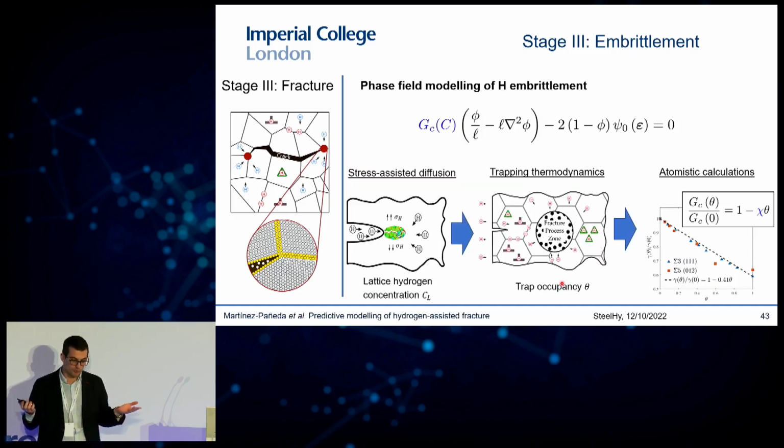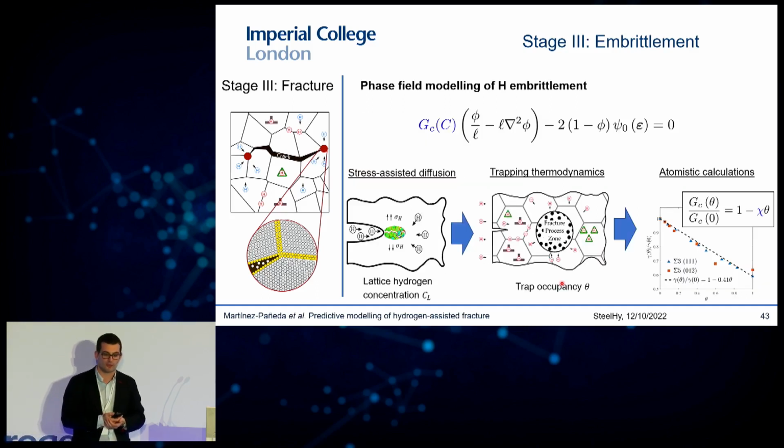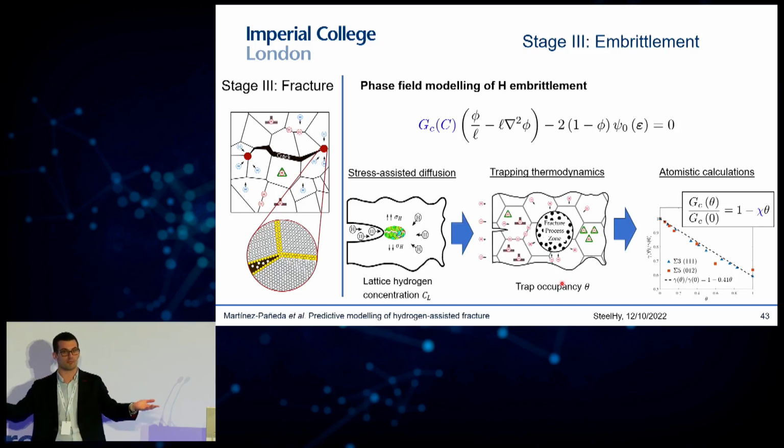And the way you incorporate this into phase field is straightforward, because you are solving a diffusion problem, so you know how much lattice hydrogen you have, where and when. You can relate that through Oriani's equilibrium to the coverage of your most relevant interface, let's say a grain boundary, and then you can go into the atomistic calculations and connect that surface coverage with a reduction in fracture energy quantitatively. So you only need to run these atomistic calculations once in your lifetime, offline.